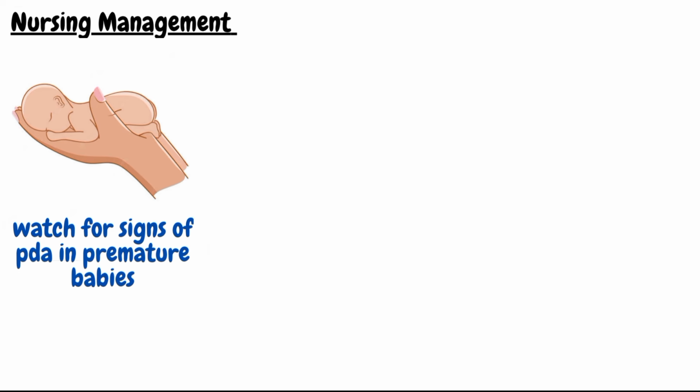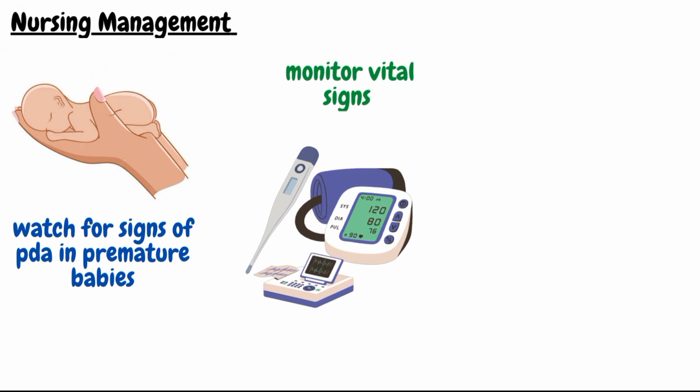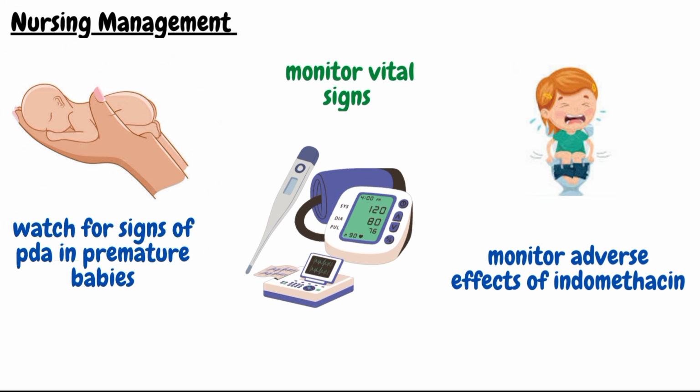Watch carefully for the signs of PDA in premature infants. Frequently monitor the vital signs, ECG, electrolyte levels, and input and output. If the infant receives indomethacin, watch for adverse effects such as diarrhea, jaundice, bleeding, and renal dysfunction.